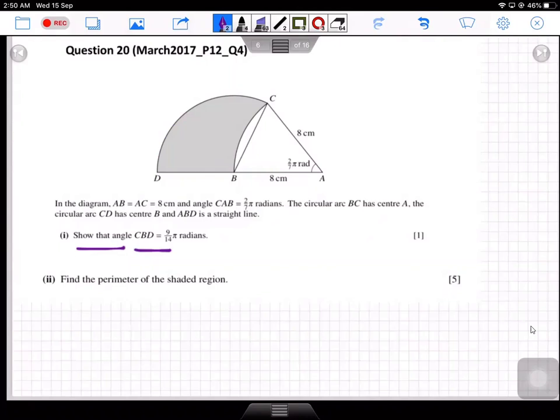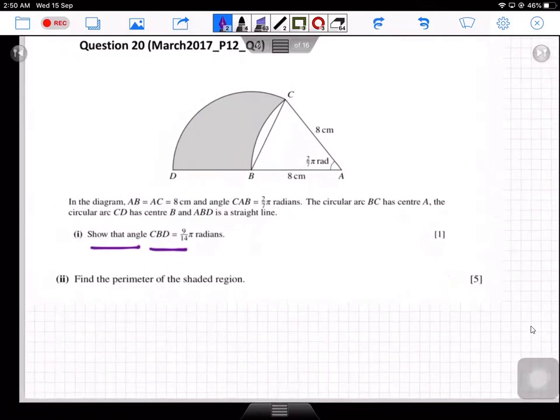Angle CBD. All right. So first of all, what we can do over here is find this angle. Since this side is equal to this side, the angles opposite to these sides are also supposed to be equal. So this unknown angle CBA and this unknown angle BCA are supposed to be equal.